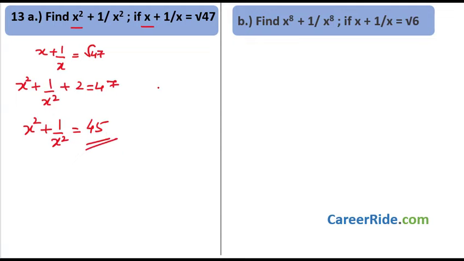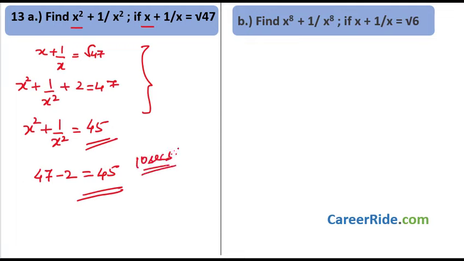Now, since I was explaining you, I did all these steps. Otherwise, what would I do? I would simply make it 47 minus 2, that is equal to 45. And how long would this take me to do? This would not take me more than 10 seconds, right? Because I'll read the question, understand it, and maximum I'll take 10 seconds to solve this kind of a question, right?